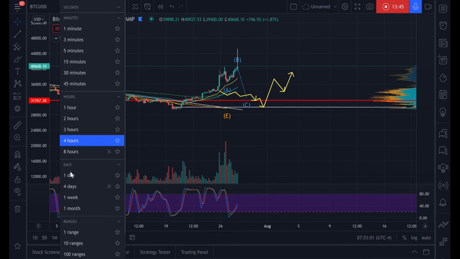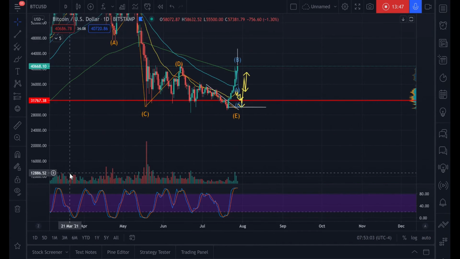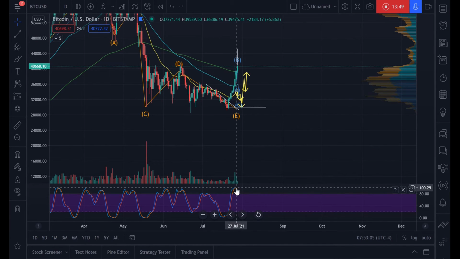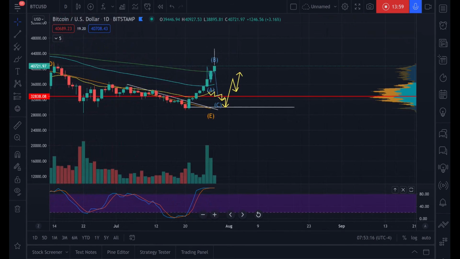Let's go on the daily, and we seem completely overbought. Now, the daily can stay overbought for some time, but again, what goes up must come down. And I do believe at the end of the day, we created a lot of imbalance and we are bound to fill it. There are CME gaps galore, down here.